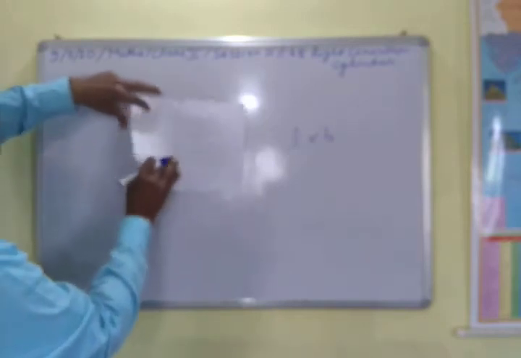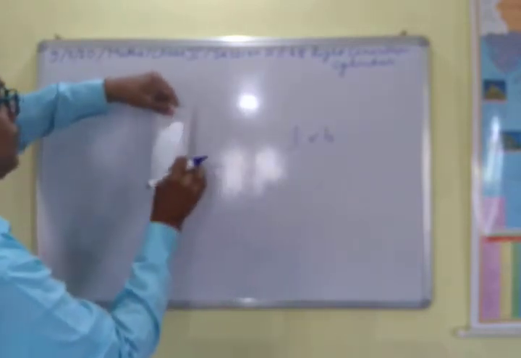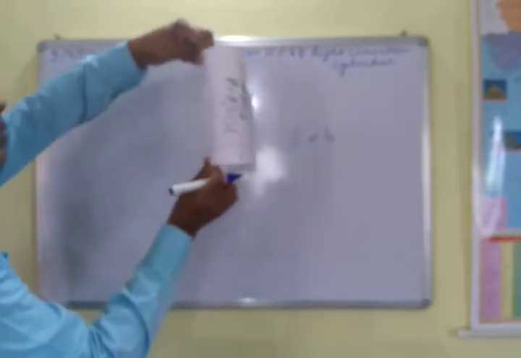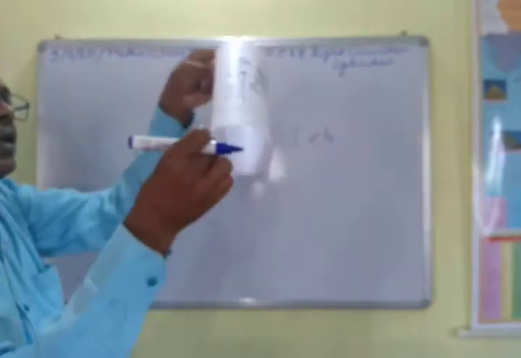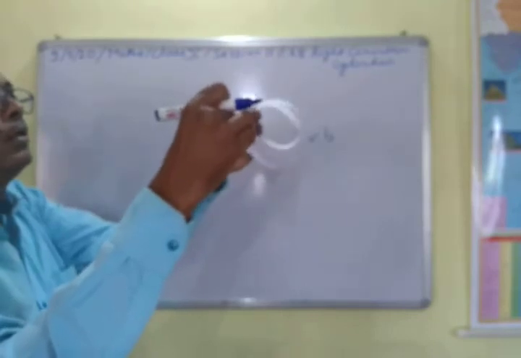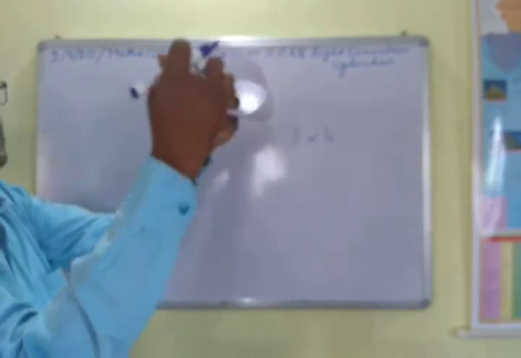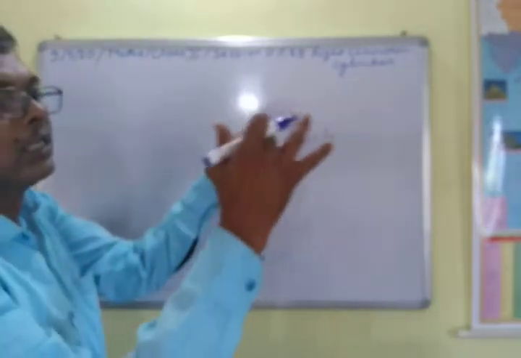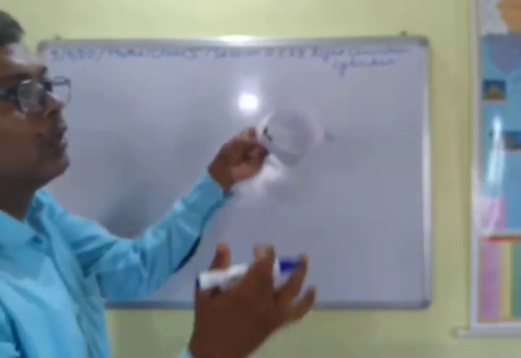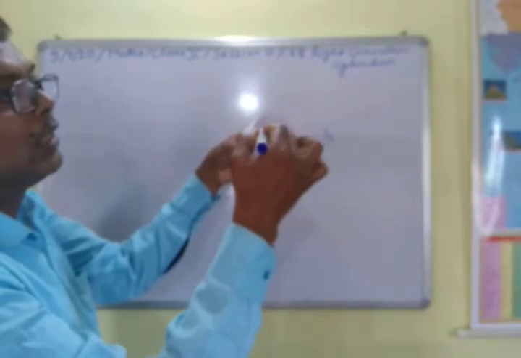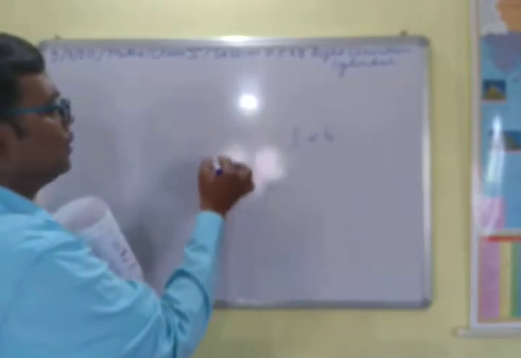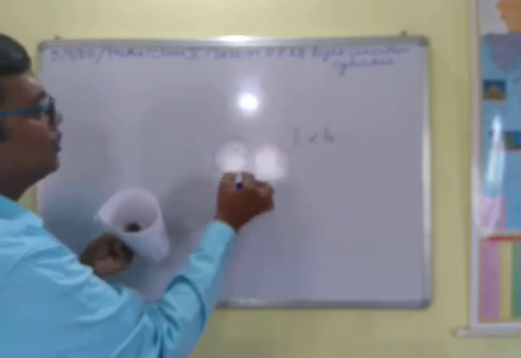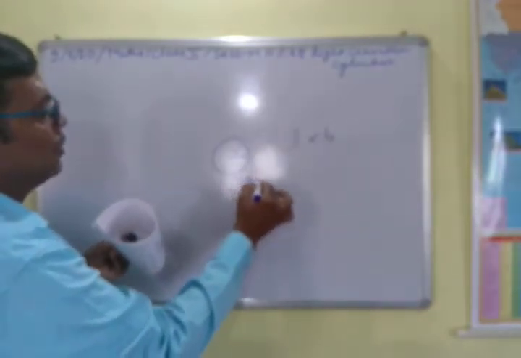Now when you fold this rectangle, it will become a cylinder. You can see that this is a cylinder now, and this part becomes a circle. It is not perfect, but if you make it properly, it will be a circle. If the radius of this circle is r, then this length will be 2 pi r.